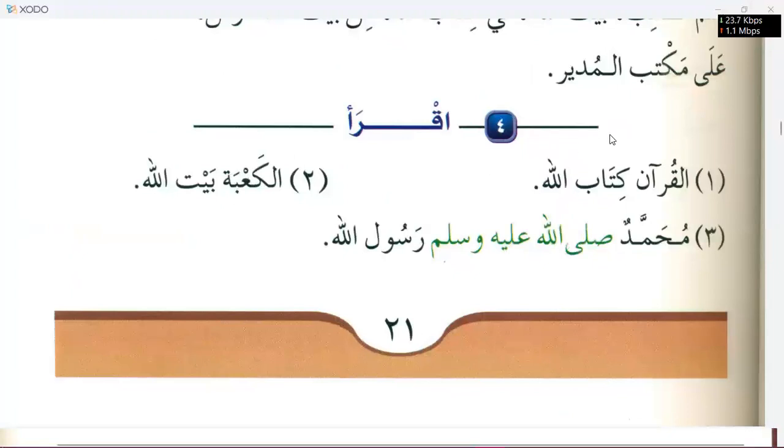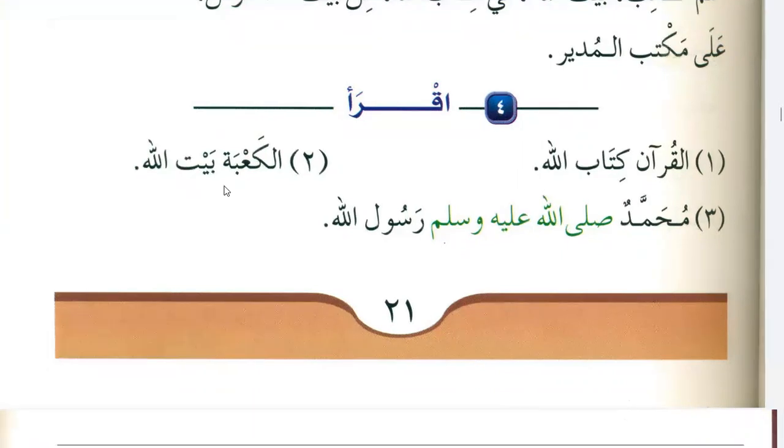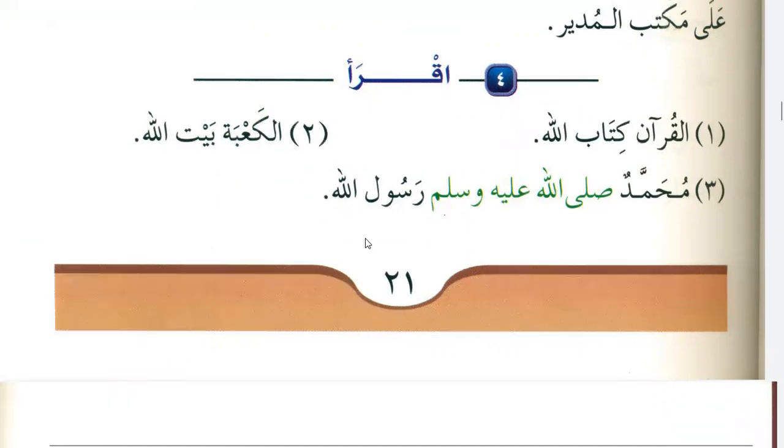Al-Qur'anu kitabullahi. The Quran is the book of Allah. Al-Ka'batu baytullahi. The Kaaba is the house of Allah. Muhammadun sallallahu alayhi wasallam rasulullahi. Muhammad, peace be upon him, is the messenger of Allah.